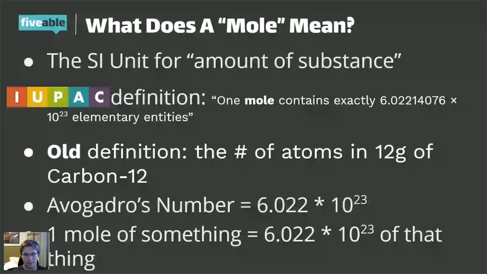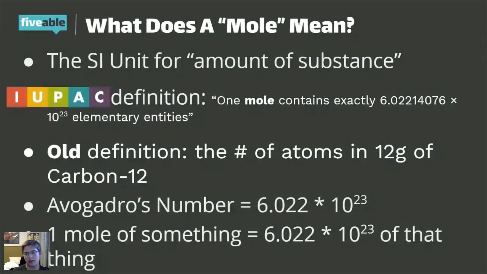But according to the IUPAC, which is a big chemical organization, they're the people who name all the elements and stuff like that. Their definition is that 1 mole of something contains exactly 6.02214076 times 10 to the 23rd elementary entities. That's a really weird definition, but basically all it states is that 1 mole of something means you have 6.022 times 10 to the 23rd of that thing.